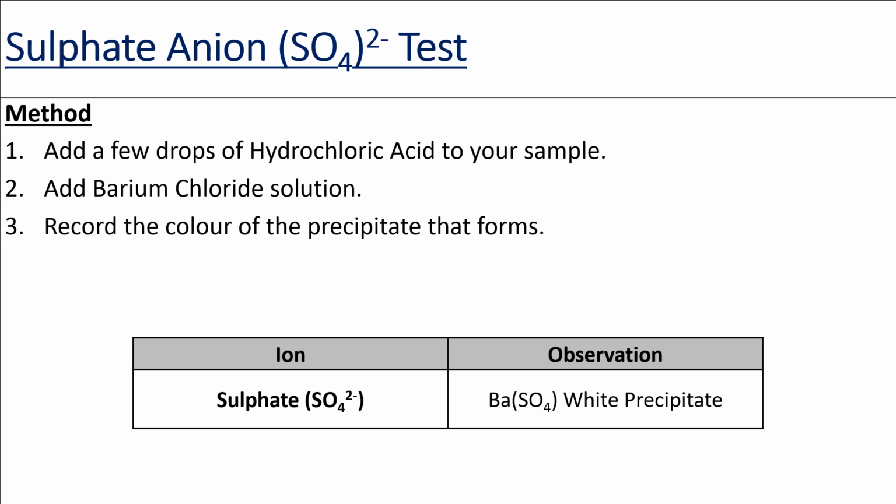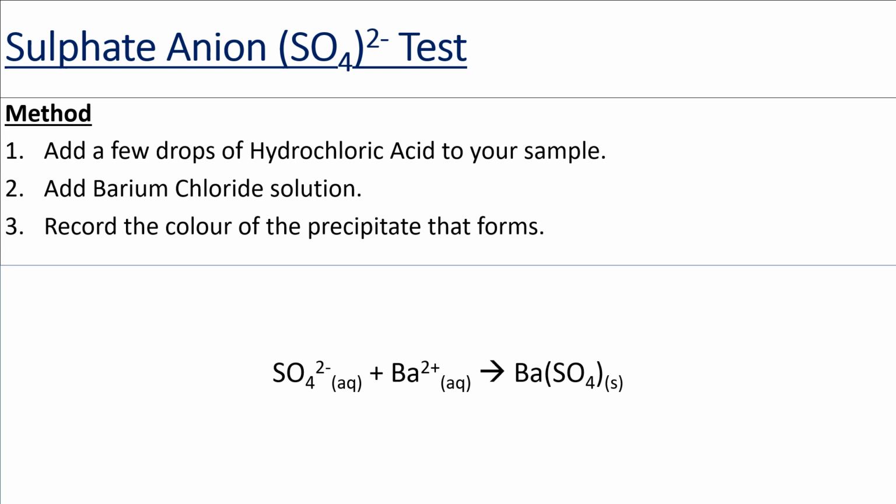We've also got the sulfate anion test, which is simply add acidified barium chloride, and because it's barium chloride we use hydrochloric acid to acidify it. You could also use barium nitrate, in which case you would use nitric acid to acidify it, and then record the precipitate formed, and you would get a white precipitate in the presence of a sulfate ion, and that precipitate will be barium sulfate. So here we have the ionic equation. We have the aqueous sulfate ion reacting with the aqueous barium ion to form insoluble solid barium sulfate, which presents itself as a white precipitate.